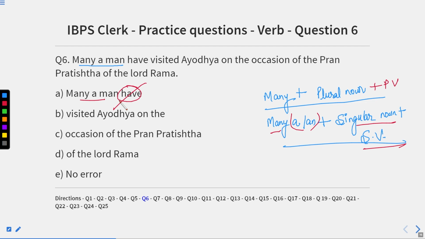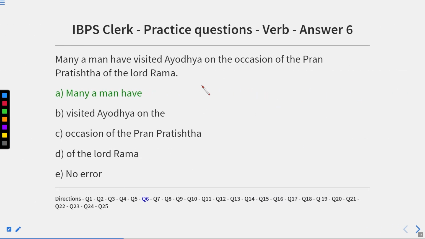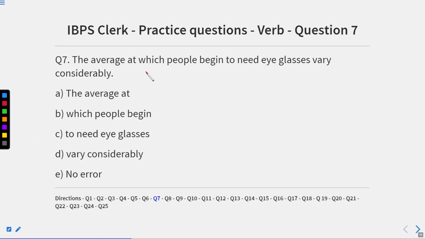This is incorrect. It should be replaced with "has". So the error is in part A, where this "have" should be replaced with "has", and our answer is A. The correct sentence will be, "Many a man has visited Ayodhya on the occasion of the Pran Pratishtha of the Lord Ram." So let us move to the next sentence now. Here it is question number 7.